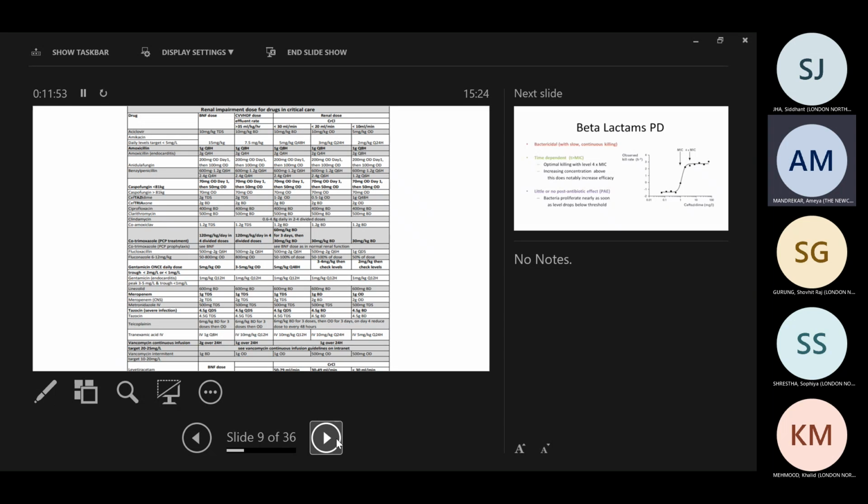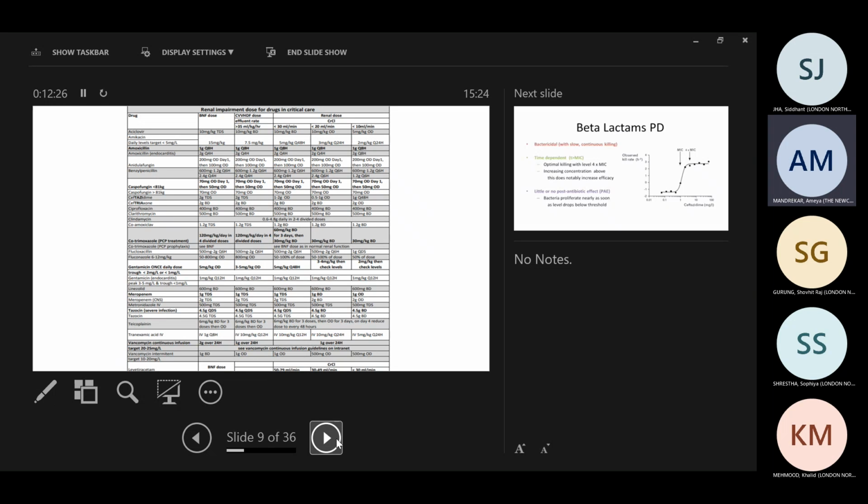So this is the table that we created from the Renal Drug Handbook and from literature, showing the common antibiotics that you use, and there are a few non-antibiotic drugs here like levetiracetam and tranexamic acid. But these are the main ones that you need to adjust for the filter. This column has the BNF dose for you. This column has the doses for when your effluent rate is greater than 35 mL per kilo per hour. And I'll show you if it's different, you can calculate it as well.